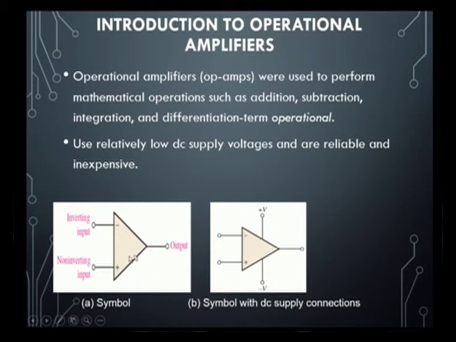Only thing is, for convenience we don't use the DC supply. We only use the inverting input and the non-inverting input. The inverting input is indicated by minus and the non-inverting input is indicated by plus, and this will be the output. This is the symbol of an op-amp, and op-amps use a relatively low DC supply voltage and are reliable and inexpensive. That is why we use them in many digital designs or processors for performing different mathematical operations.